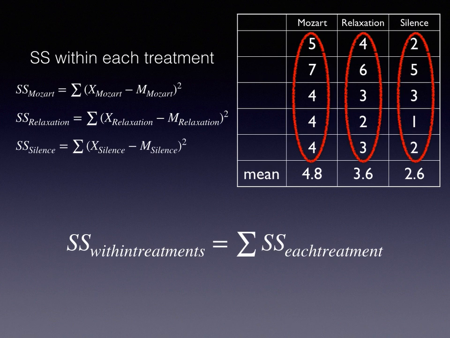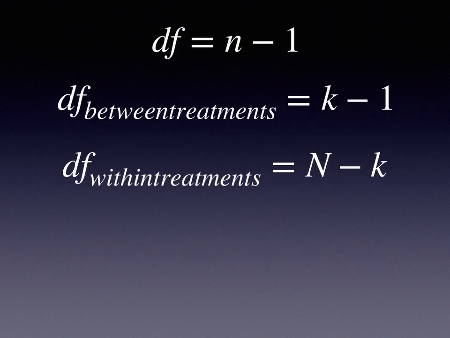But I thought it was called analysis of variance. And variance isn't sum of squares. Variance is sum of squares over degrees of freedom. Too true. Here's degrees of freedom.